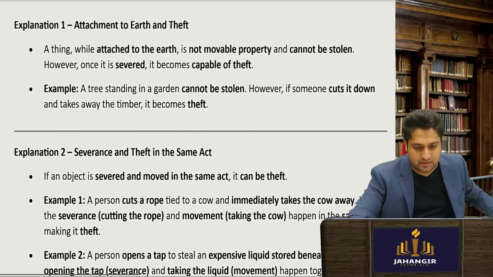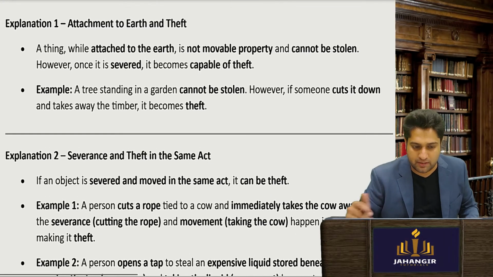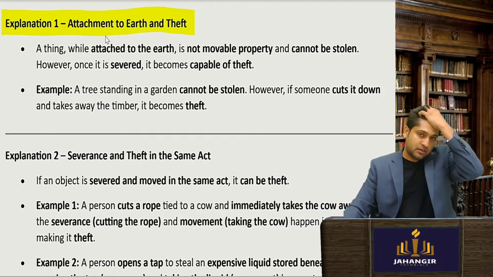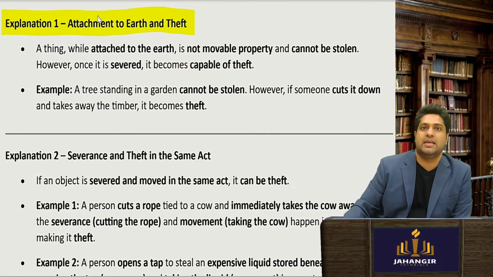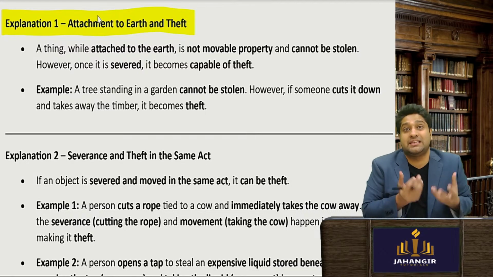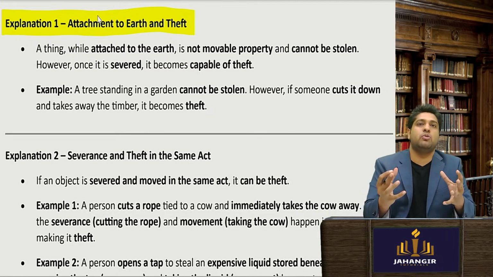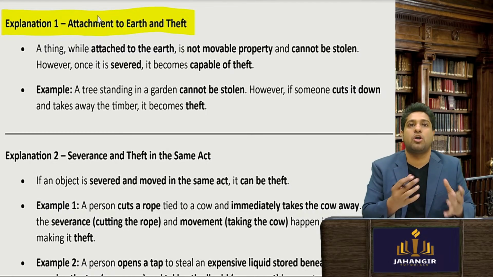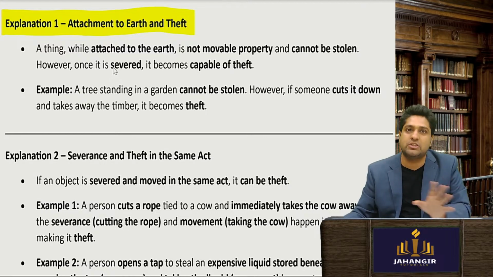Next. Now they've given you a few explanations. Let's see the explanations as well. Now the first explanation is that an immovable property can never be stolen. You cannot move it. How will you steal? Steal implies movement, right? Taking the immovable property from someone's possession and then further moving it away from that person in order to commit theft. So here they are saying that a tree cannot be stolen.